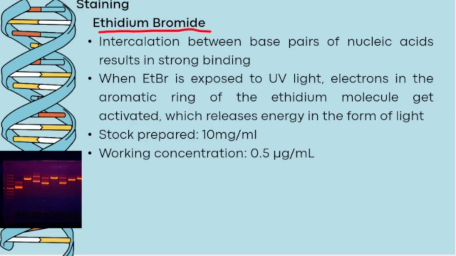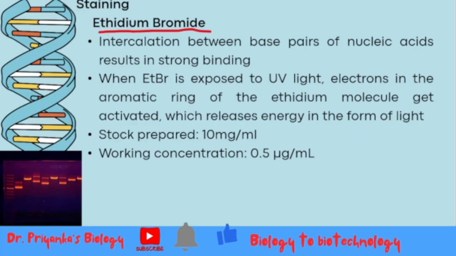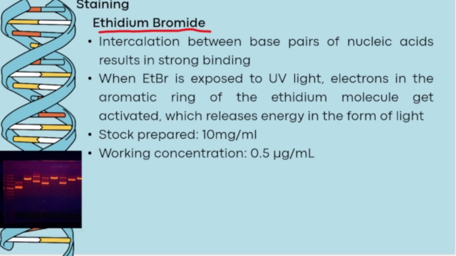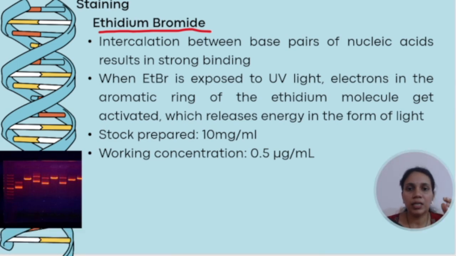How does it work? It is very simple. The principle here is that ethidium bromide is an intercalating agent. Now suppose these are the base pairs present. Your ethidium bromide is going to be present over here. That is called intercalation. It will get stacked between the base pairs of the DNA.